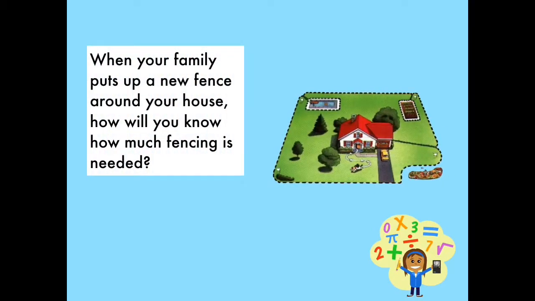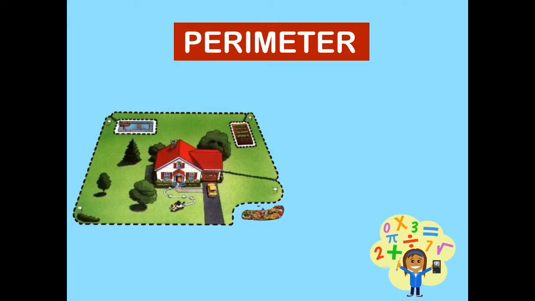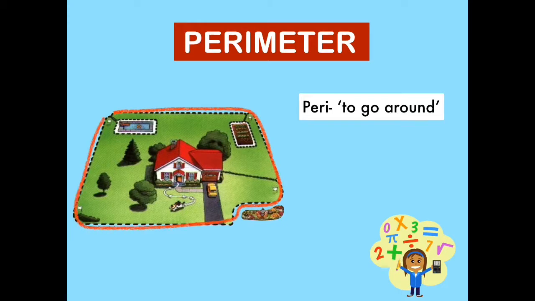When your family puts up a new fence around your house, how will you know how much fencing is needed? For us to know how much fence is needed, we need to know the perimeter around the lot of your house. What is perimeter? Peri in math simply means to go around, while meters means to measure. Putting it together, we say that perimeter means to find the measurement around.